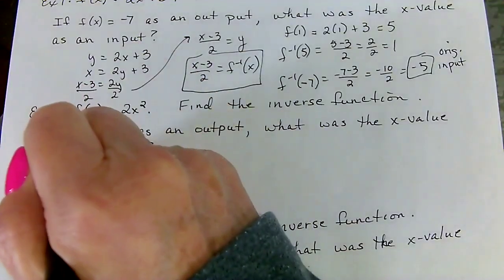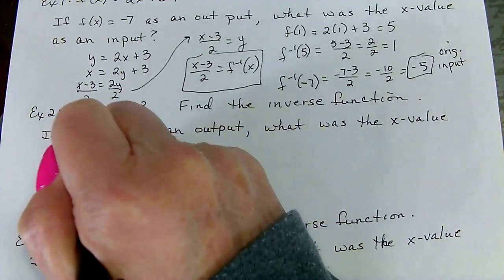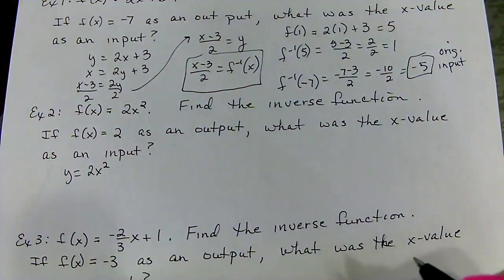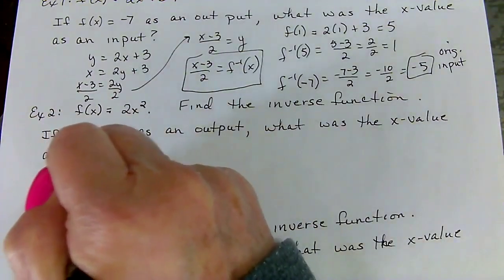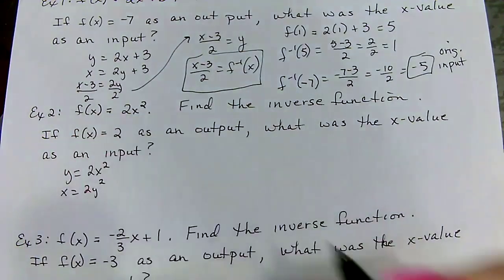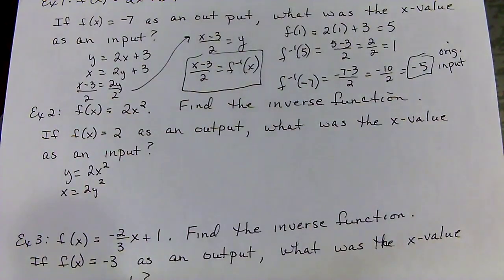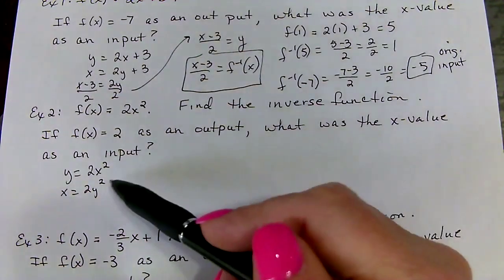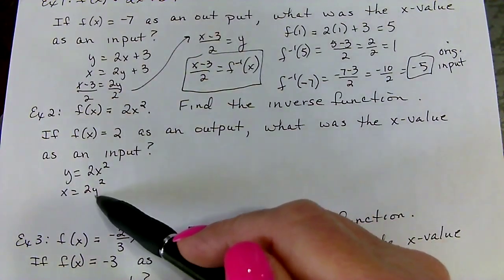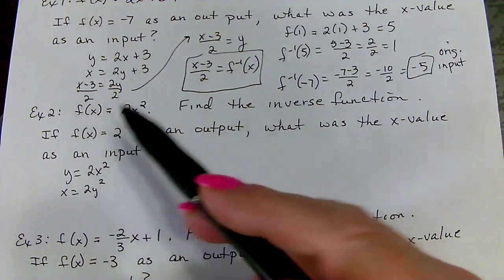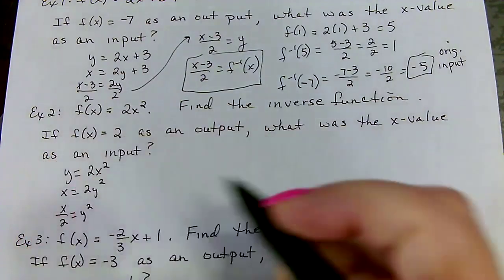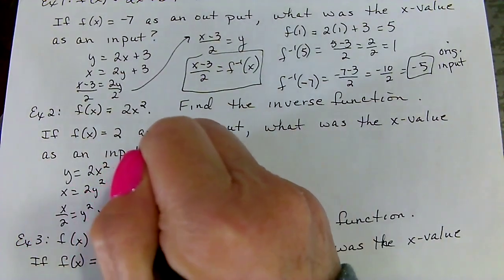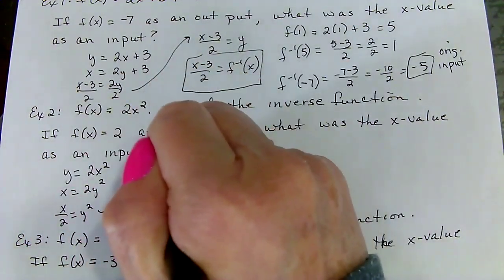So first, I'm going to let y equal my 2x squared. Step 2, I'm going to swap my x and y. So x is equal to 2y squared. Third step has all the work. I've got to get y by itself. Now this is a different kind of problem because our y is squared, and we'll talk about that in a second. But I'm going to divide by 2. And then I'm going to bring this up because I've run out of room.